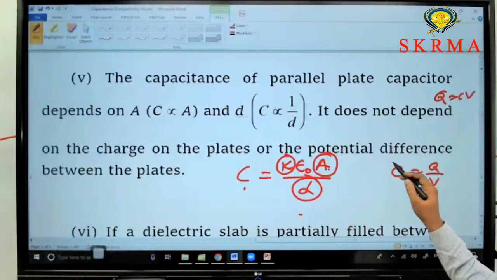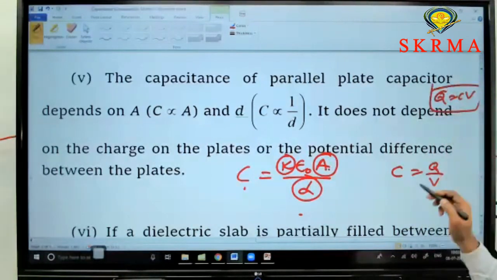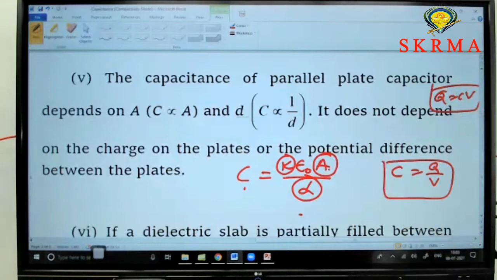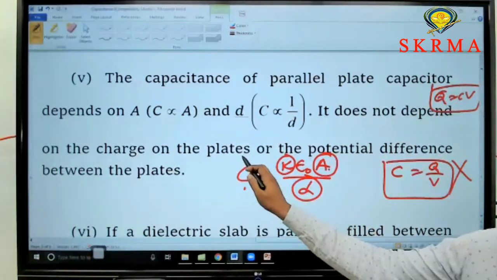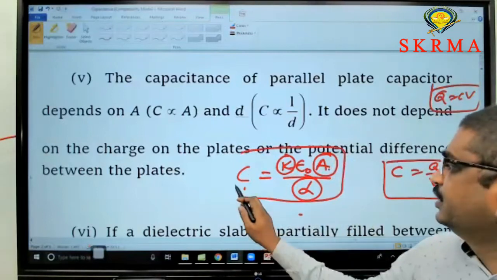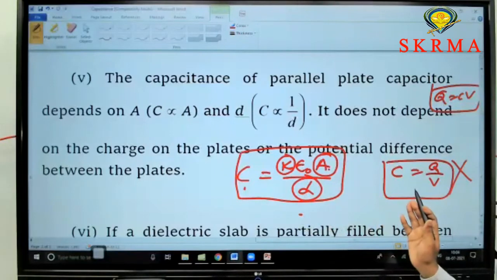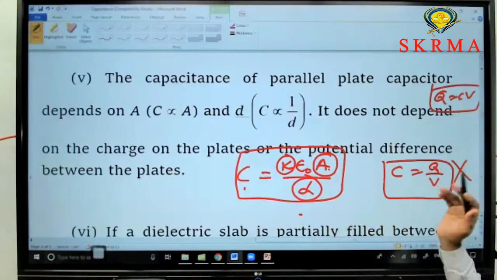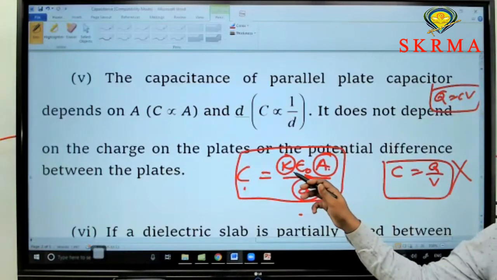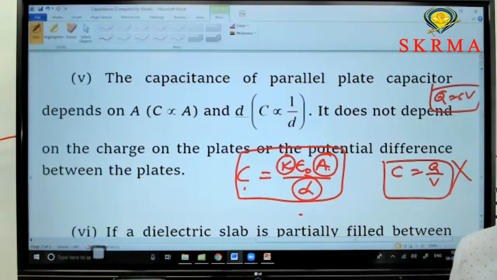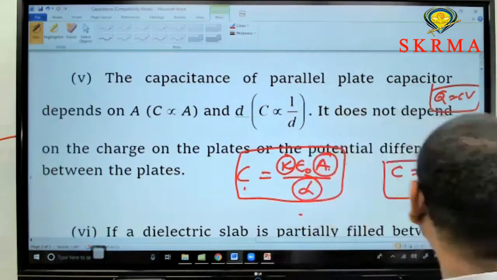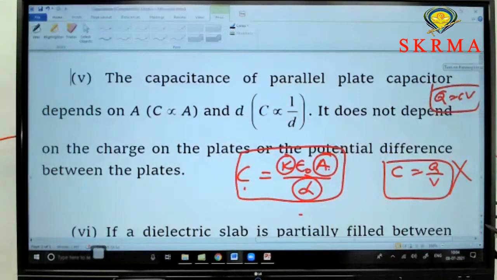But there is another basic formula, Q equal to CV or C equal to Q by V. Don't conclude the dependency of the capacitor from that equation. You have to conclude from this equation only. If you want to state the dependency, take this equation, not that one. Capacitance is independent of charge and potential. It depends on the medium, area and separation. So this is the main part. Next one. Go through the next one.